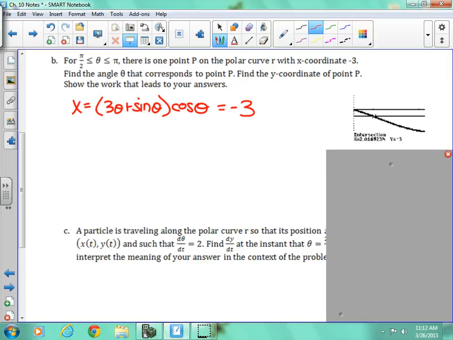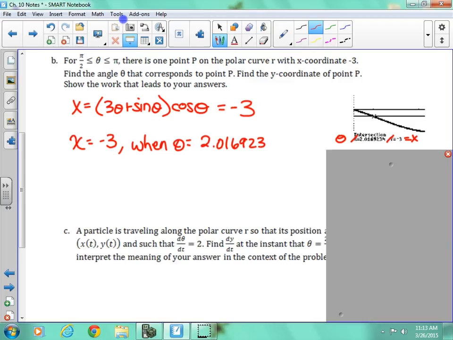hold on, careful. I'm making this y1, and in essence, I'm making theta equal to x. So over here, when I'm solving, you have to be careful. The x is a theta, and the y is an x. That's gross, I know, but it makes it possible. We can't go changing in function mode what variables are. So then x is going to equal -3 when theta equals 2.01692.